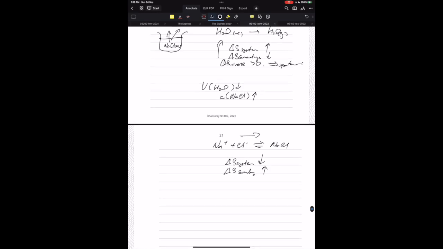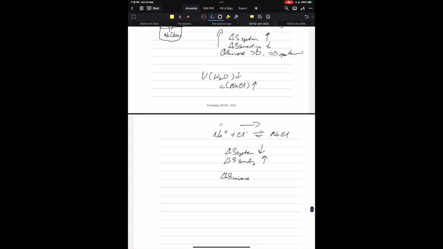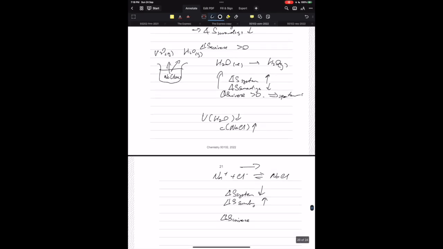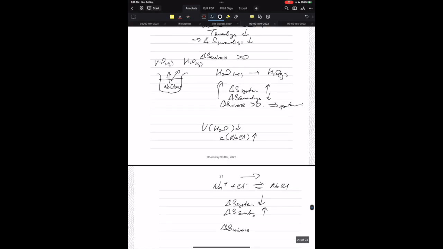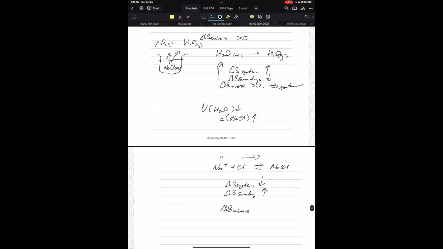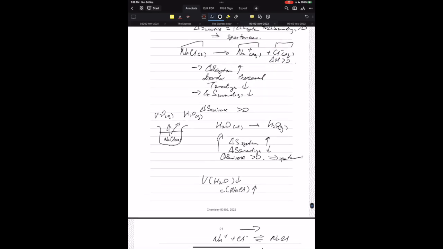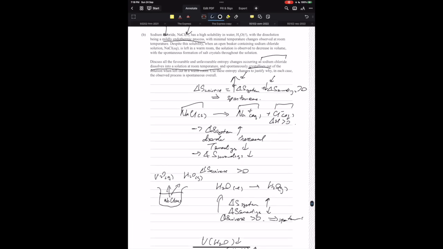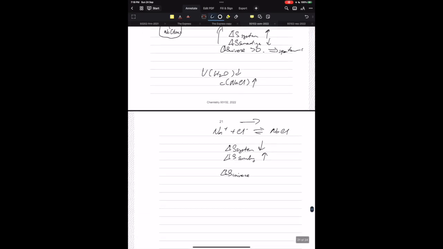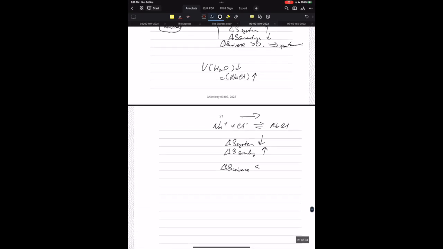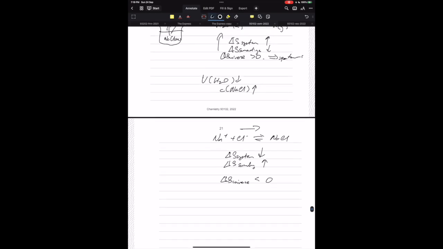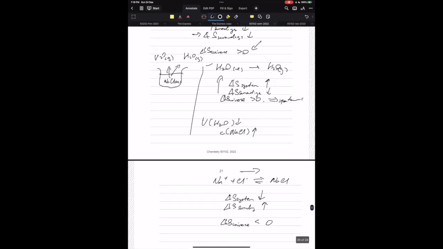So what does this mean in terms of delta S universe? We could say that the delta S of the universe is greater than 0 because this reaction is spontaneous. However, we know that the delta S of the universe is greater than 0 for the opposite process, for the dissolution of NaCl. So therefore, the delta S of the universe for the precipitation of NaCl must be negative, which doesn't make any sense initially because how is this possible? This would be non-spontaneous.